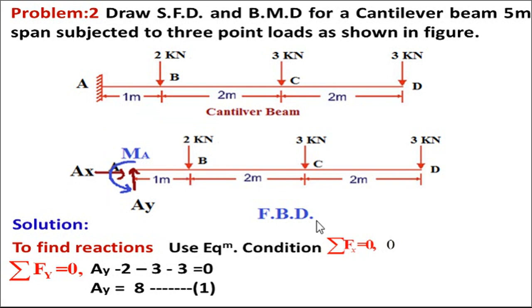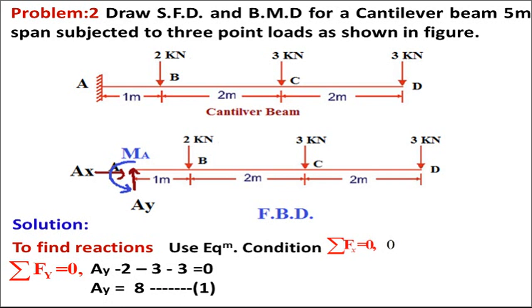So this is a free body diagram. Normally it carries 1 mark to draw the free body diagram. Take Fx = 0. If we take Fx = 0, AX will be 0. If we take Fy = 0, it means plus AY minus 2 minus 3 minus 3 equal to 0, which means AY is equal to 8, the addition of these.